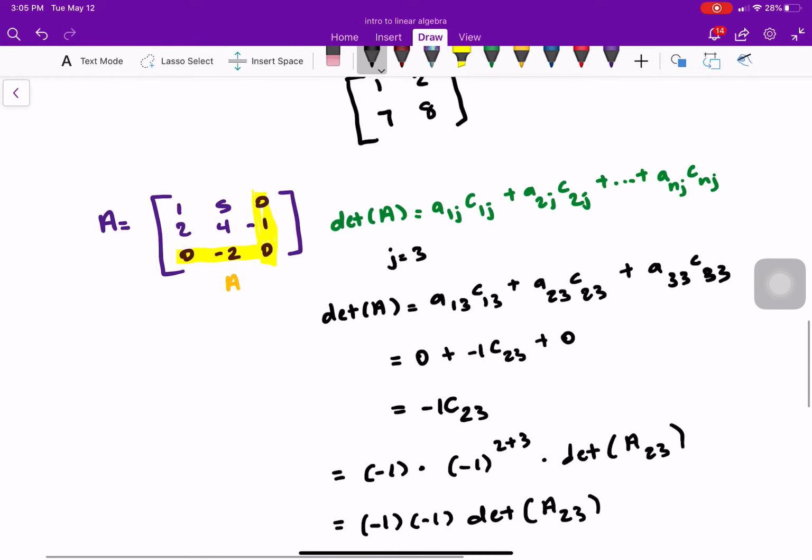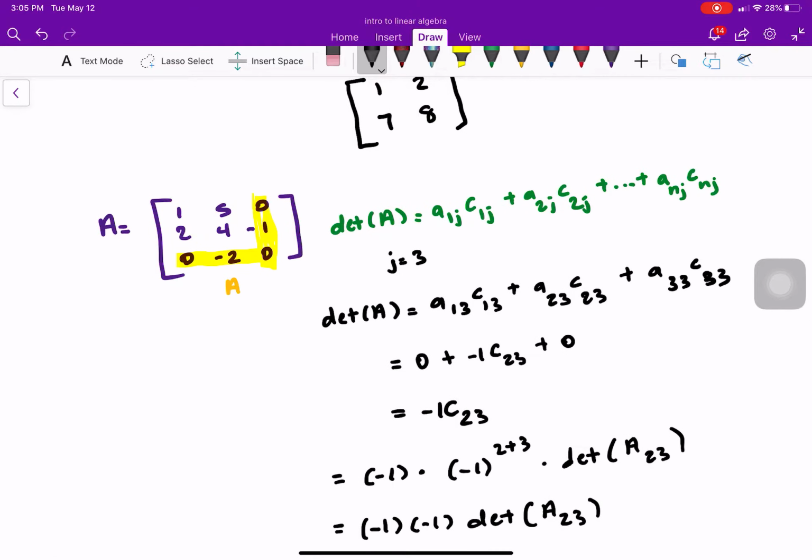Now, if you want to do some other examples, try to use a cofactor expansion with perhaps the third row, or use a cofactor expansion with any row or column that doesn't have zeros in it.